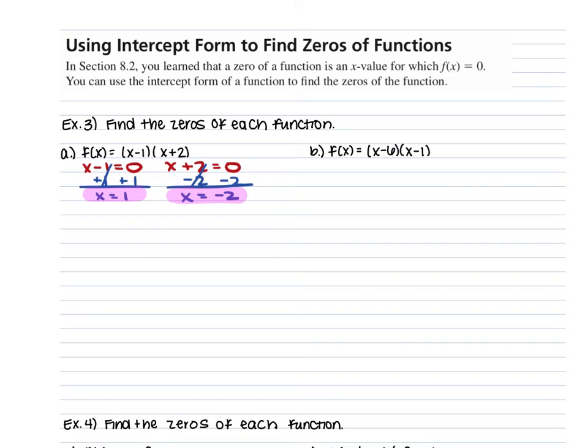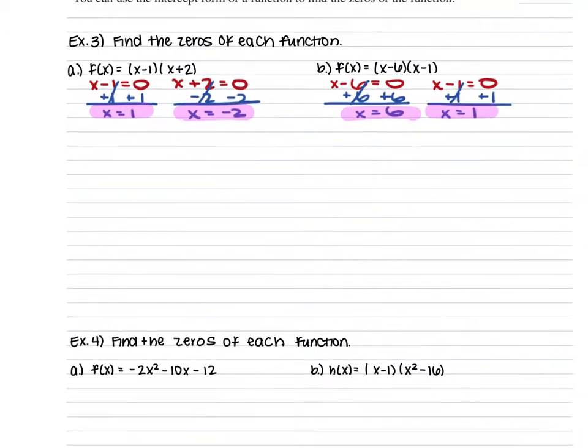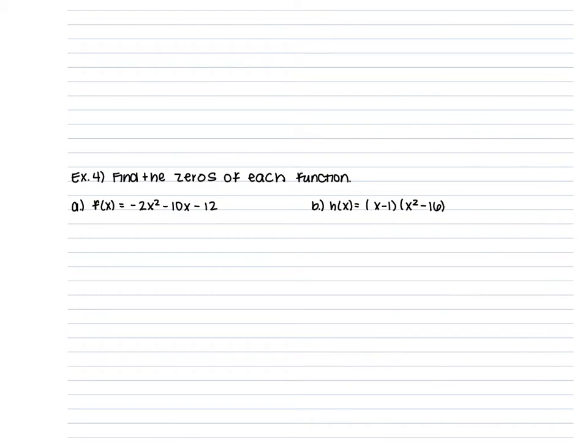For example, B, we're given f of x is equal to x minus 6 times x minus 1. So again, we're going to take each part. We're going to have that x minus 6, we set it equal to 0. We have that x minus 1, we set it equal to 0. Add the 6 to each side, you get that x is 6. Add the 1 to both sides, we get x is equal to 1. So x is equal to 6, x is equal to 1. Those are your zeros.